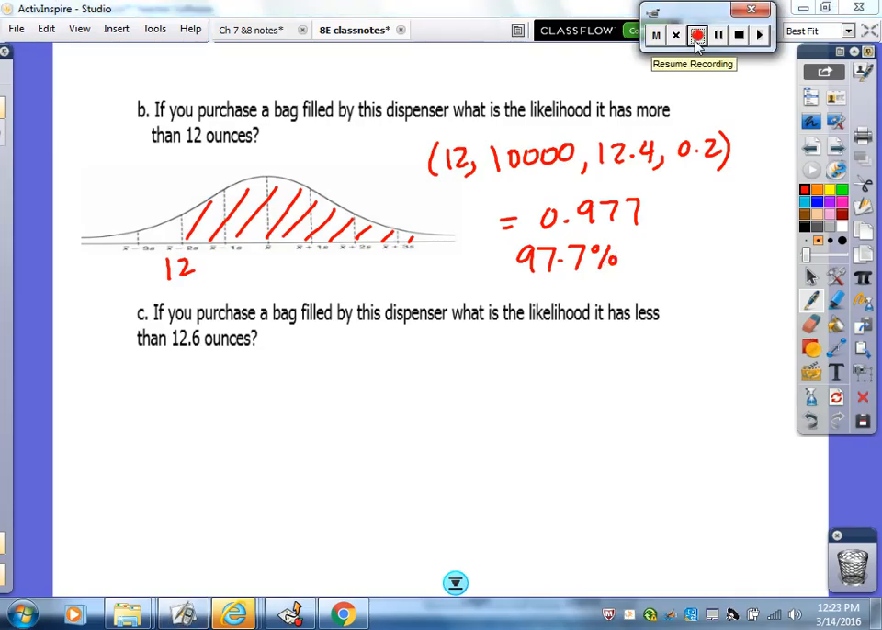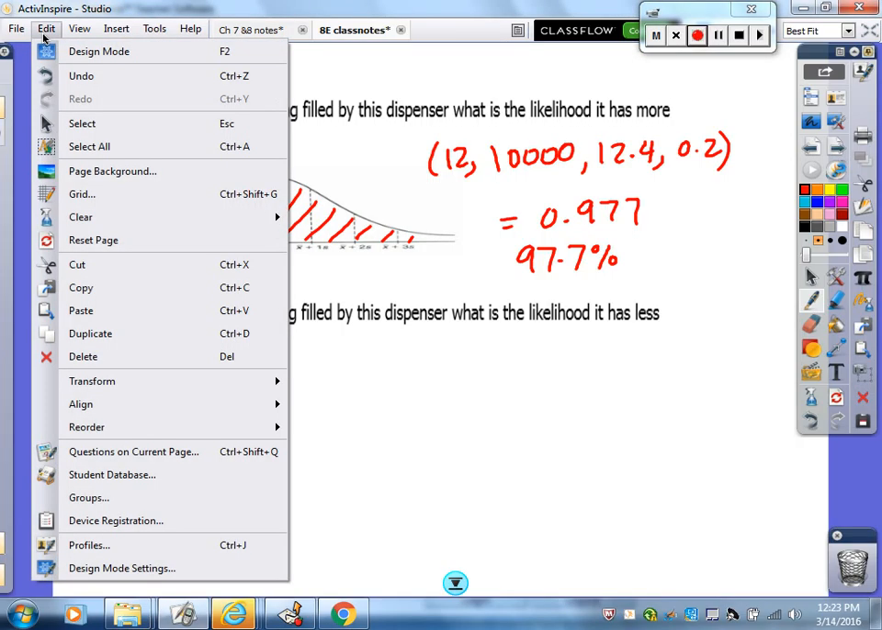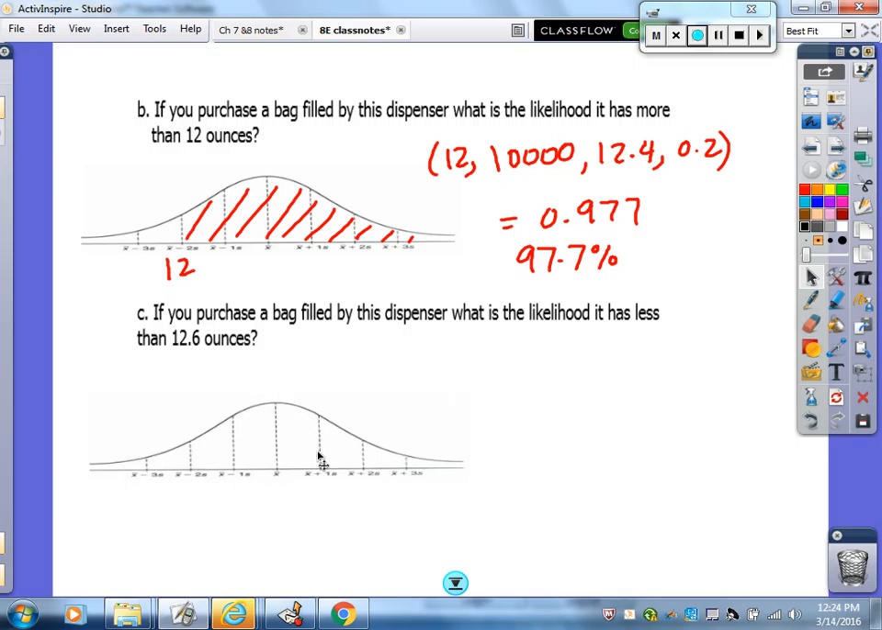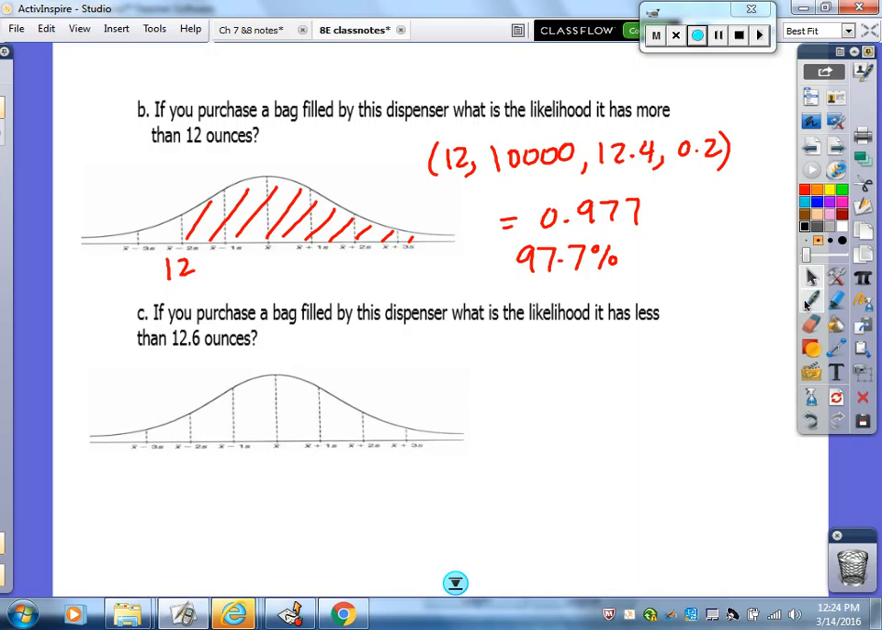All right, let's look at the next one. If you purchase a bag filled by this dispenser, what is the likelihood it is less than 12.6 ounces in it? Okay, so let's look at your curve again. I think it's helpful to draw your curve because that helps you when you set up what you're going to put in the calculator. All right, so we want less than 12.6. So 12.4, 12.6. So we're looking for less than.